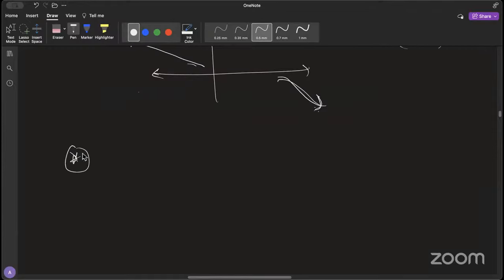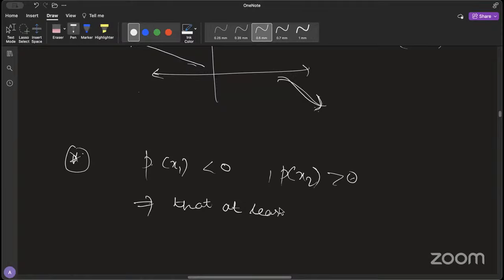We've already discussed this, but let me just highlight it one more time. We're discussing polynomials, so let's take a polynomial p(x). If p(x1) is less than 0 and p(x2) is greater than 0, then this should imply that at least one root, there could be more than one root, of p(x) lies between x1 and x2.